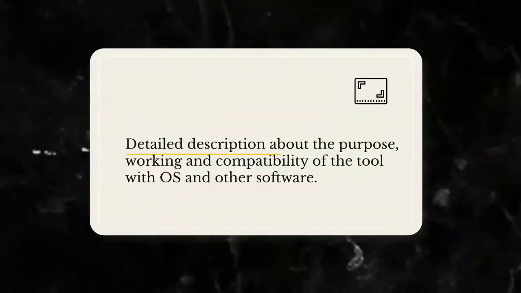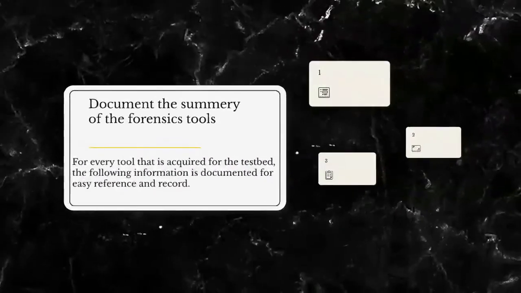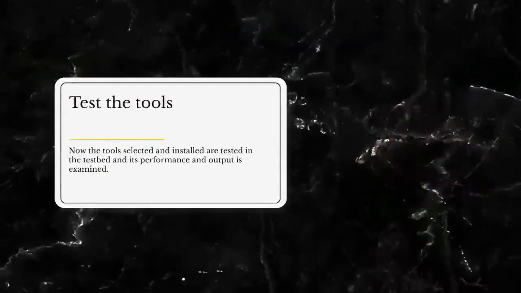Detailed description about the purpose, working, and compatibility of the tool with the OS and other software. Details of tool dependencies and system effects, which include details about the system access levels required by the user to run a tool and details of shared libraries. And the fourth step is test the tools. The tools selected and installed are tested in the testbed, and their performance and output are examined.